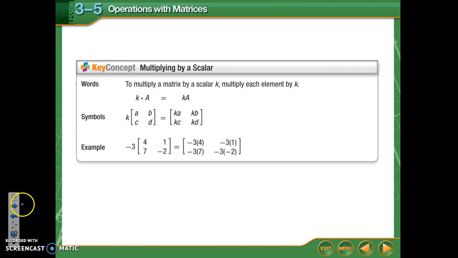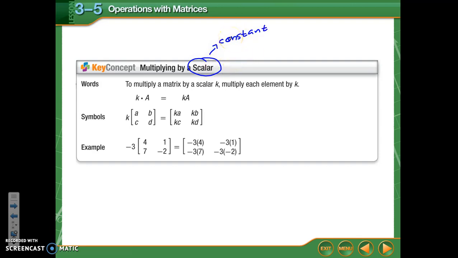Okay, there's 2 kinds of multiplication when we're talking with matrices. We're only going to talk about one type right now, and that's multiplying by a scalar. This is one of our vocab words for this section. A scalar is just a constant. Okay, it's like changing the scale. It's the scale by which I'm multiplying the matrix.